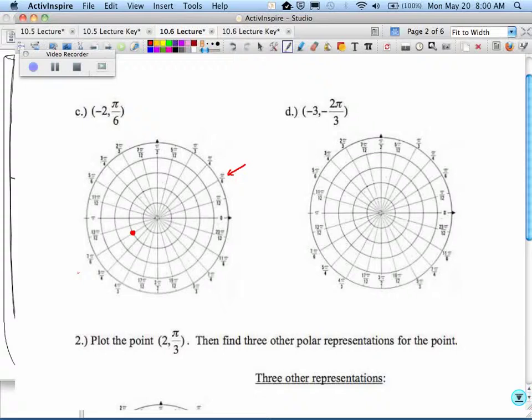So quickly with somebody sitting near you, find -3, -2 pi over 3, and then we'll check your answer. I would first find -2 pi over 3. That's the same as 120 degrees going in the negative direction. So it'd be right over here at 4 pi over 3. So I'm at 4 pi over 3. That's that angle. Now, what does the -3 tell you to do? Go across to the other side and go to the third radius, third ring. So it'd be right there. So you should be in the first quadrant. Yes.